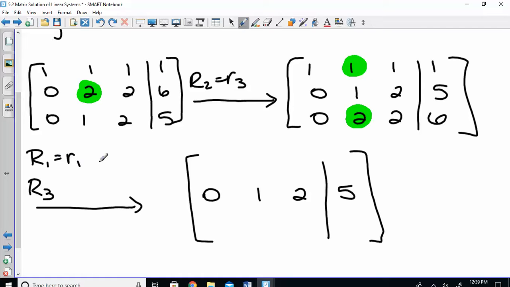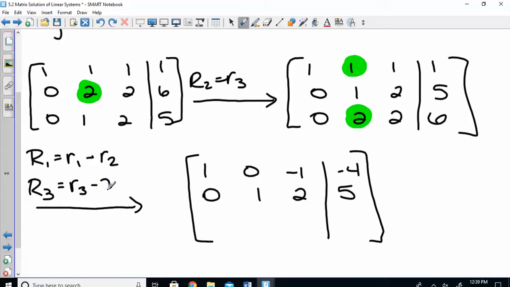Row 1 equals row 1. It's a positive 1, so we need to subtract what? Row 2. So if I do that, 1 minus 0 is still 1. 1 minus 1 is 0. 1 minus 2 is -1. 1 minus 5 is -4.